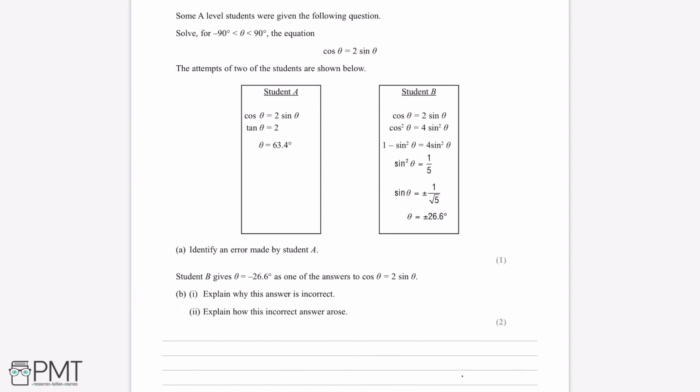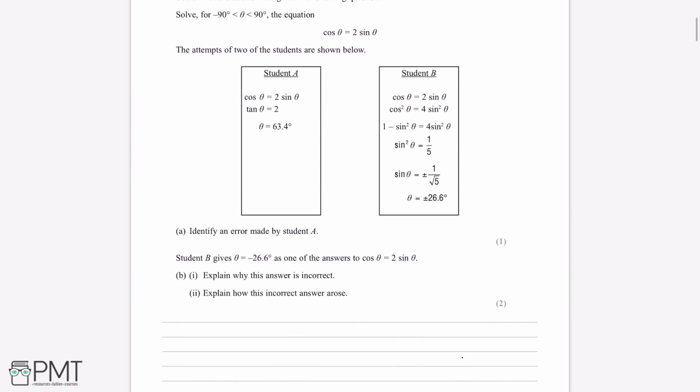And we can see what student A has done is cos theta is equal to 2 sine theta, and so tan theta is equal to 2, and therefore theta is equal to 63.4 degrees. Now, we can see that between lines 1 and 2 of the student's working, they have attempted to divide both sides by sine theta. And the way we can assume that is because on the right-hand side, we've gone from 2 sine theta to 2. And the way you'd get this would be dividing both sides by sine theta.